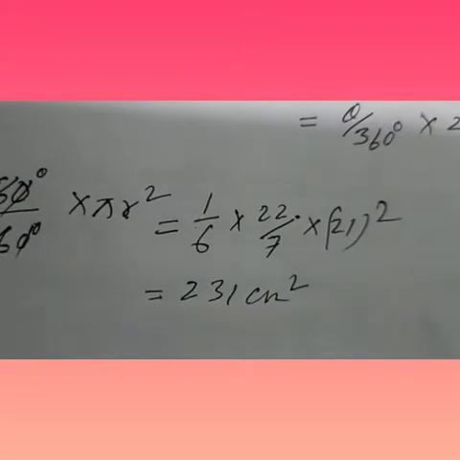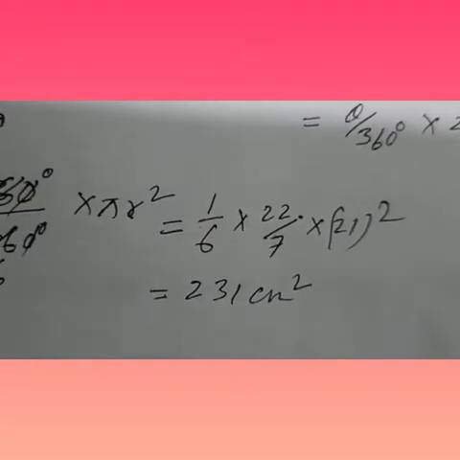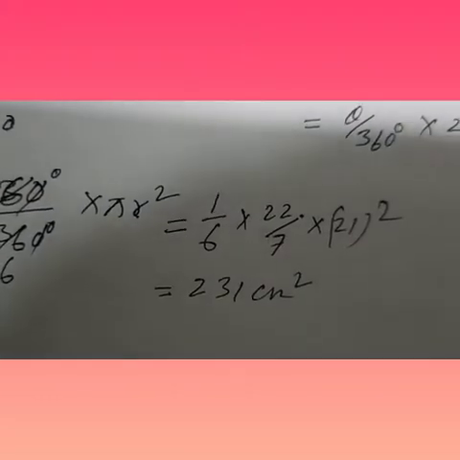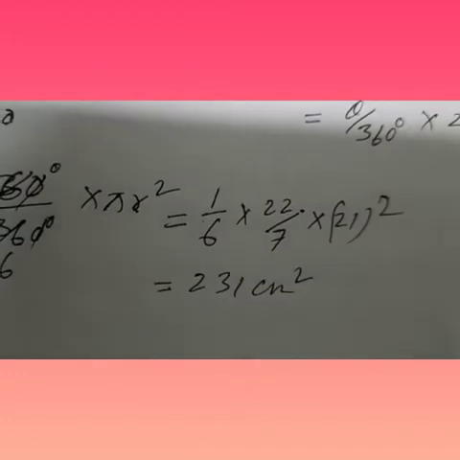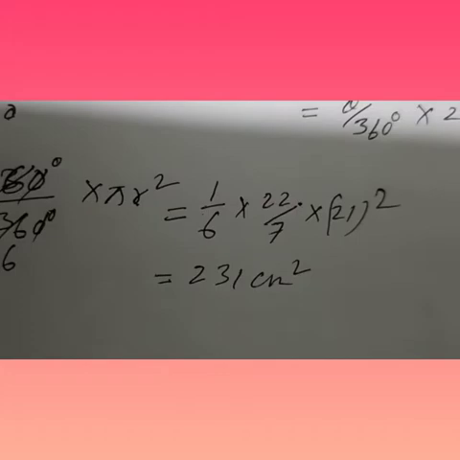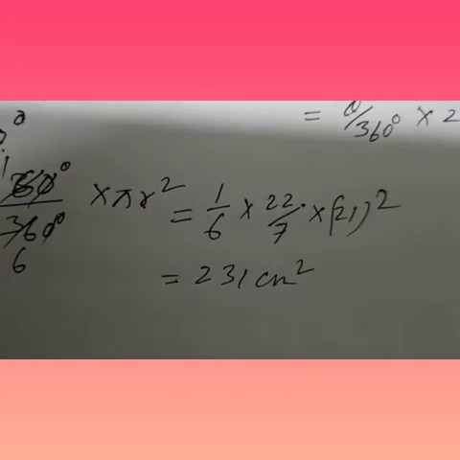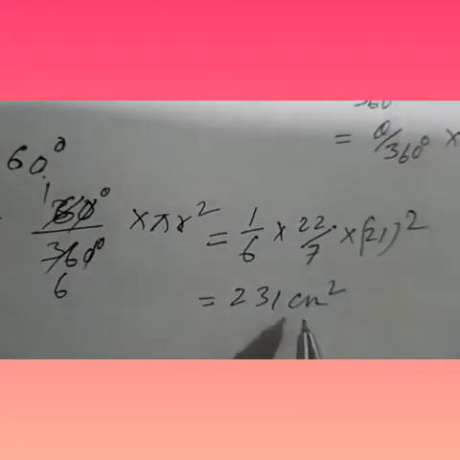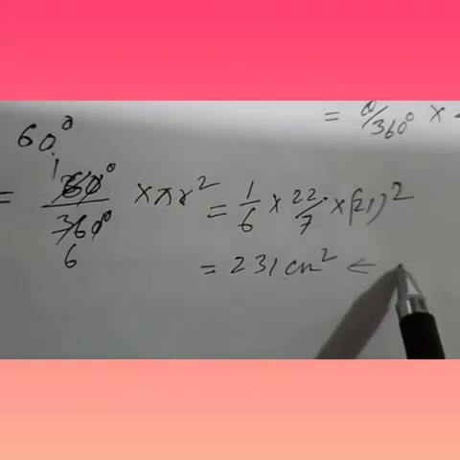So area of the segment, this equal to what? The formula is: area of sector minus half into pi, half into r square. R square means what? 21 whole square. Okay. So this you can use here. So second question answer we have got. That is also your answer.